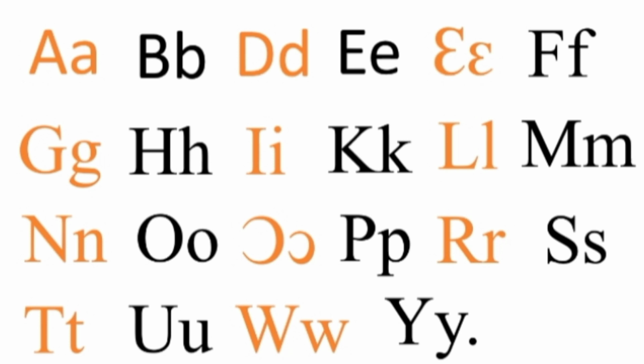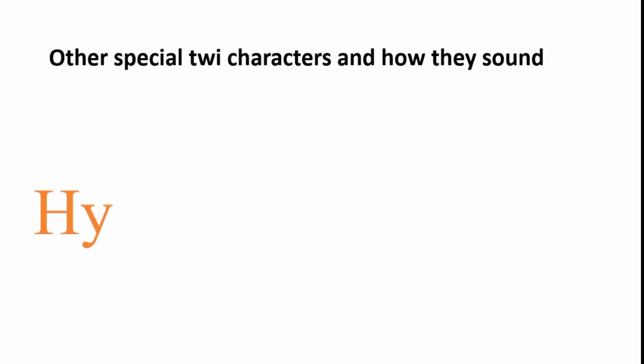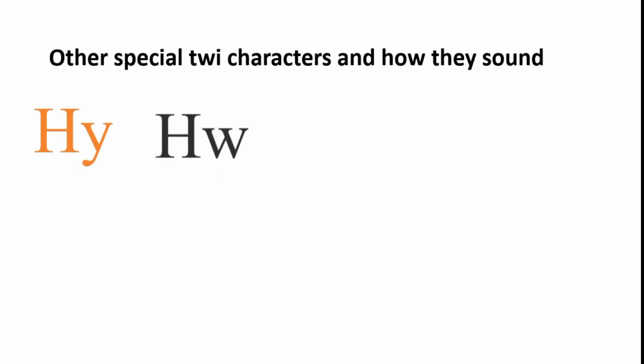The first letters we see are the H and the Y, which is the HY. The sound is sh, sh. And the next letters, which is the HW, which is H and then W, the sound is sh, sh.